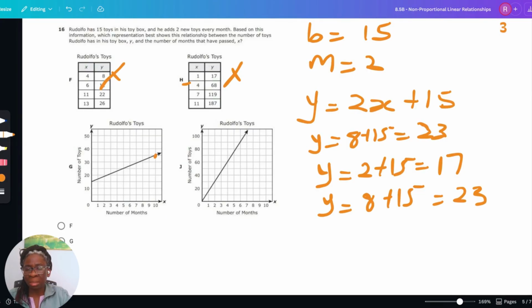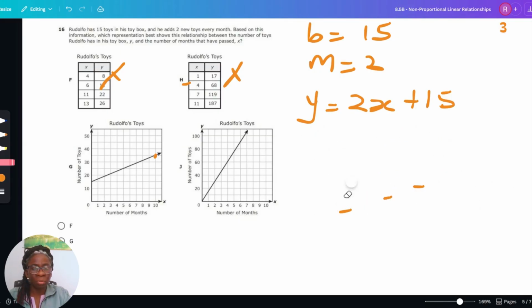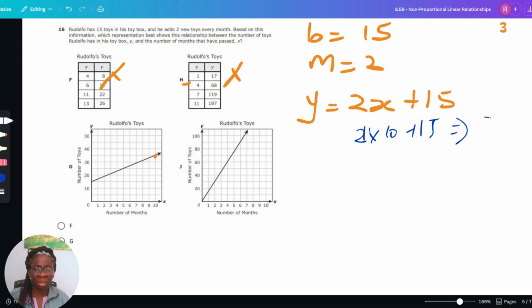Let's put x is 10 in this equation. So if you put x is 10 in the equation, this will be 2 times 10. 2 times 10 will be 20. 20 plus 15, that's 35. Okay, that means if you put 10, we'll get 35. 2 times 10 plus 15 gives 35. So there is a possibility that this answer is correct.